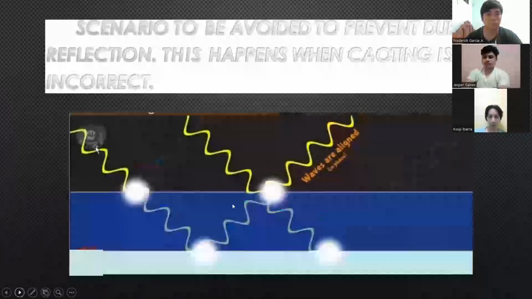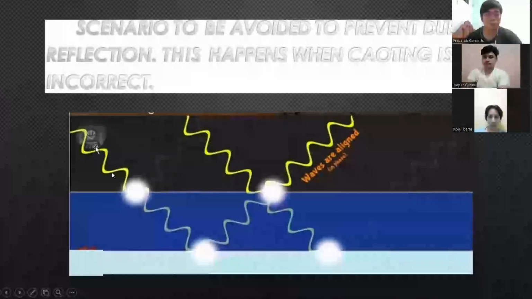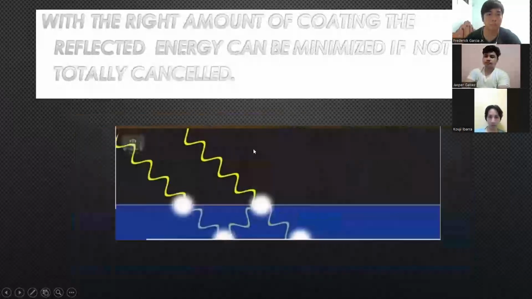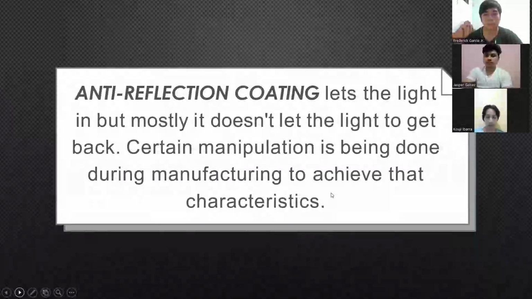Here is a scenario wherein reflection occurs. Sunlight enters into the glass and the solar cell, but gets reflected back out and does not get absorbed. This is a scenario to be avoided. This happens when the coating is incorrect. Now we have here, when the coating is the right amount, the reflected energy can be minimized, if not totally canceled. You can see the light energy goes into the solar cell, but is mostly mitigated and is not reflected back. The anti-reflection coating lets the light in, but mostly doesn't let the light get back out. Certain manipulation is done during manufacturing to achieve that characteristic.